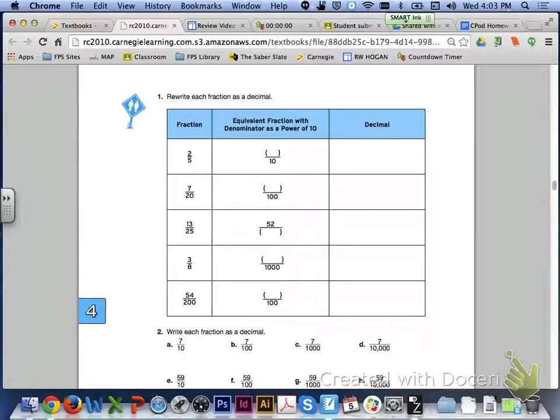So that is what we are going to be doing at the top of page 254. We are going to be taking a look at a fraction that we are given, and we are going to be coming up with an equivalent fraction that has a power of 10 and finally converting that fraction into a decimal. So go ahead and work on number 1 with your group members. Rewrite each fraction as a decimal. Take a couple of minutes and fill out the table.